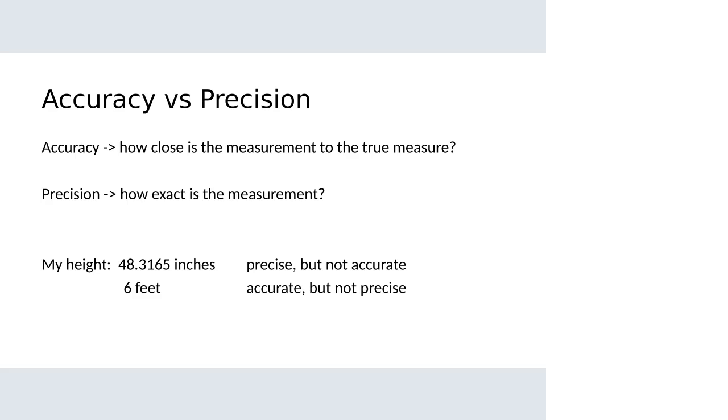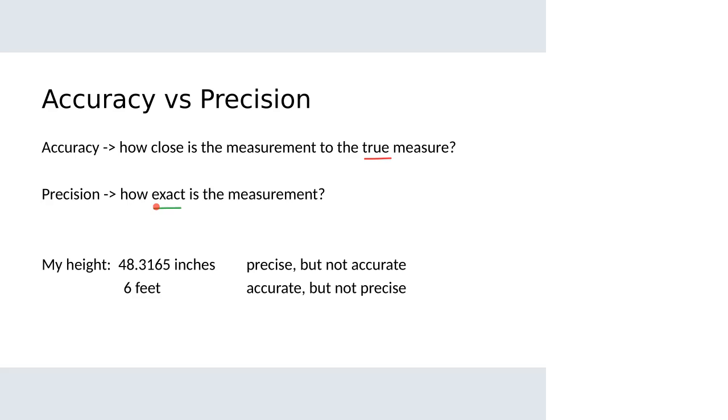Accuracy and precision are two different things that often get confused with each other. And so we're going to talk about the definitions of those, what they are. Accuracy is how close is the measurement to the true measurement? Is it accurate? Is it close to the real thing? Precision, however, is really more about the tool that you're working with. How exact is your measurement? So accuracy is, is it right? Precision is how detailed can you really get? How good is your measuring tool?